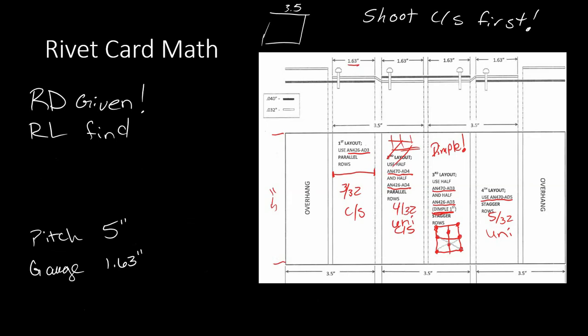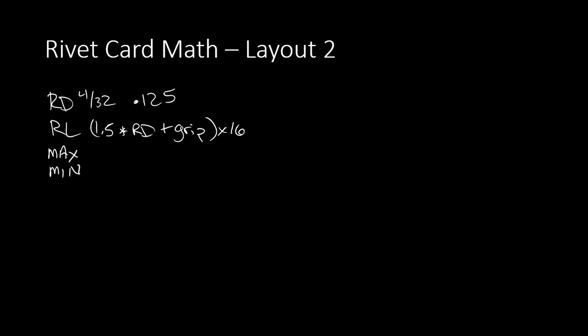Alright. Layout number 2. You've got the rivet diameter. They give it to you. So let's look at that. Layout 2, it's a 4. I have a full 32nd rivet, which if you remember is 0.125. For rivet length, you'll have 1.5 times my rivet diameter plus grip times 16. Don't forget to round up to a whole number. Then we've got max, min, and layout.